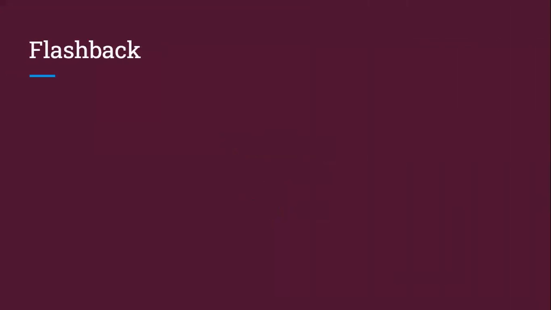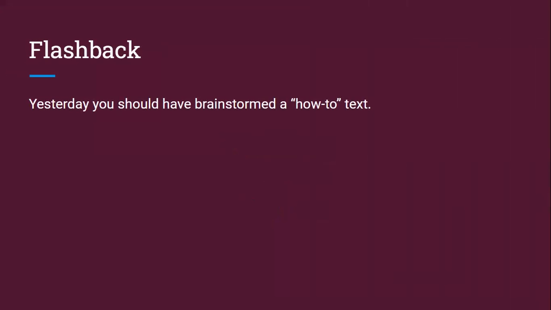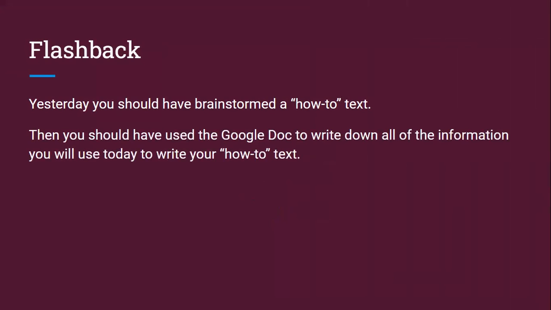Let's have a quick flashback of what we did yesterday. Yesterday, you should have brainstormed a how-to text. Then, you should have used a Google Doc to write down all the information you will use today to write your how-to text. Remember, a how-to text is something that you can show or explain how to do something, like an activity, a craft you make, a food that you bake or cook. So for example, I chose how to bake chocolate chip cookies.